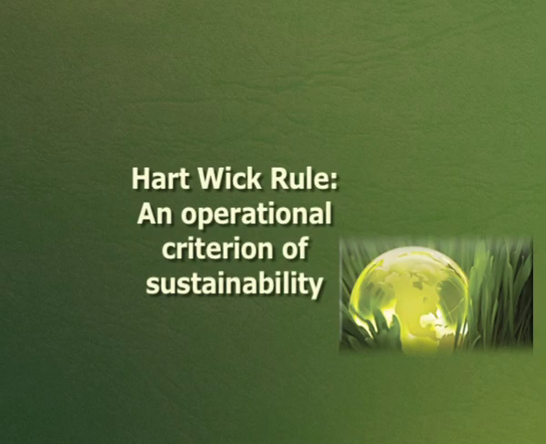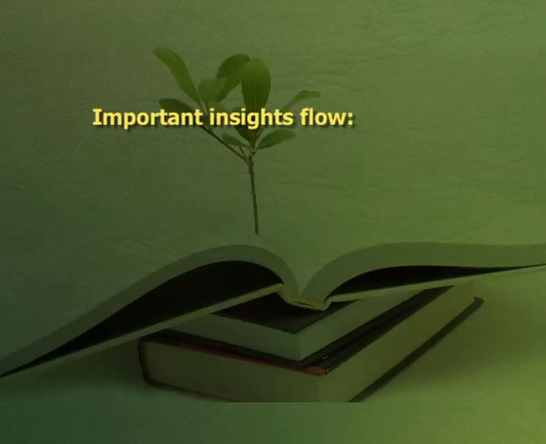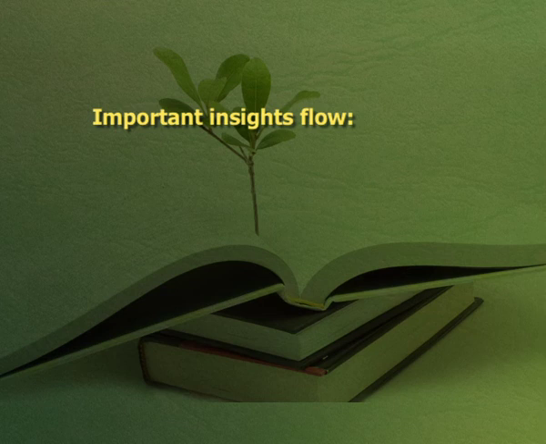Hartwick rule, an operational criterion of sustainability. John Hartwick in 1977 demonstrated that a constant level of consumption would be maintained perpetually from an environmental endowment if all the scarcity rent derived from resources extracted from that endowment were invested in capital. That level of investment would be sufficient to assure that the value of the total capital stock would not decline. 2 important insights flow from this reinterpretation of the sustainability criterion.